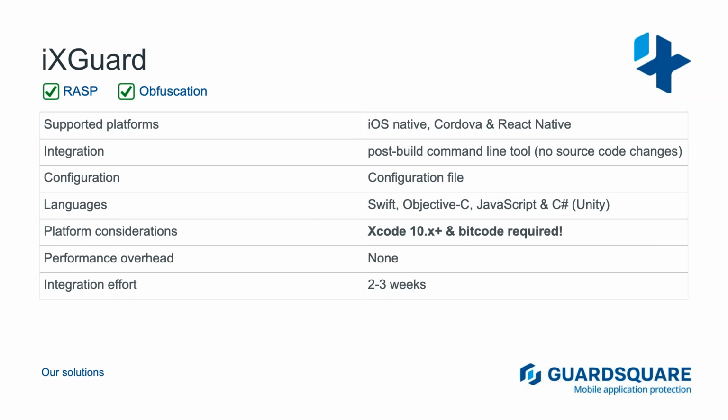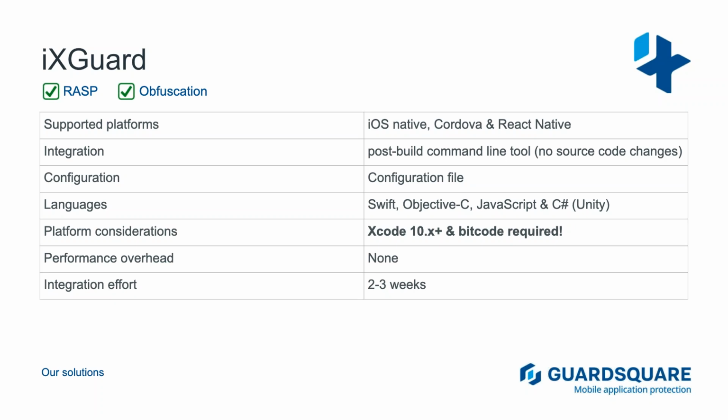So the supported platforms are, of course, the native languages. So that would be Objective-C as well as Swift. But we also support hybrid apps, more specifically Cordova, Ionic, and React Native. And we can obfuscate the JavaScript for these cross-platforms as well. Also worth mentioning is that IXGuard can also protect your iOS Unity game. So the integration is not in the build process with IXGuard. It comes at the end of the build process. It's a command line tool that takes your framework, dylib, or IPA as an input together with a configuration file, and it will then produce the protected app as an output.